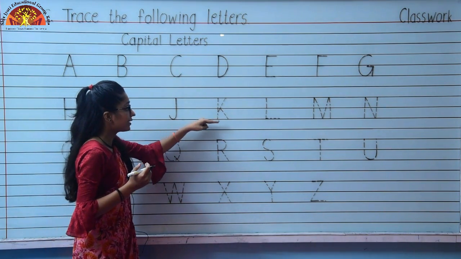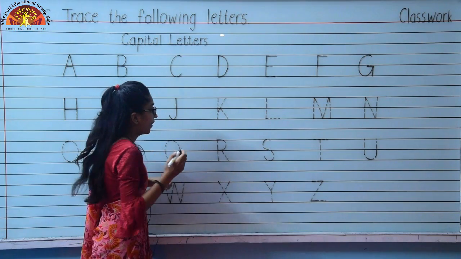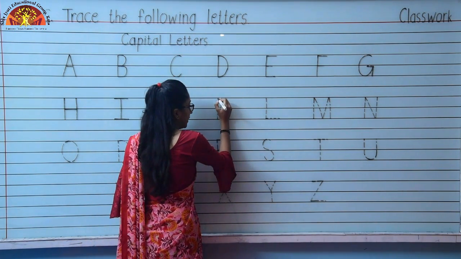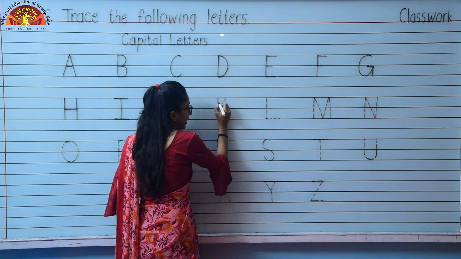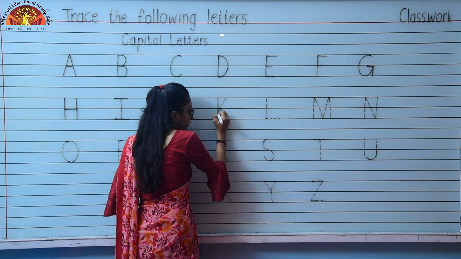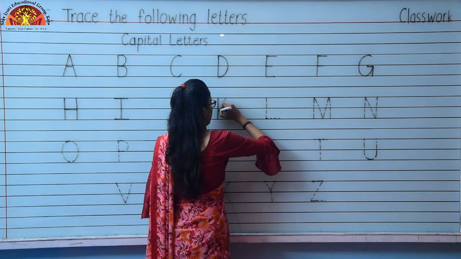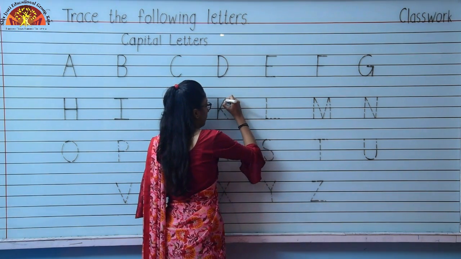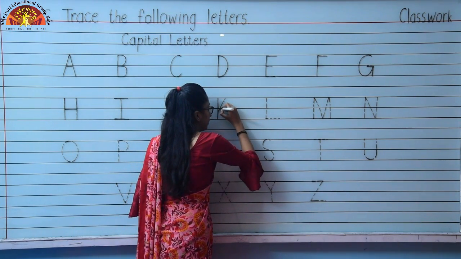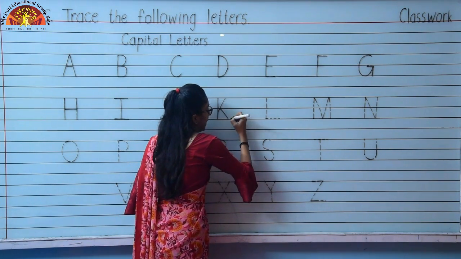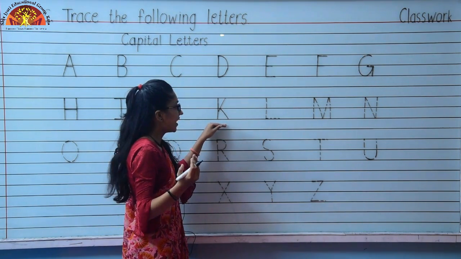Now move to next one. Next one is capital letter K. Okay, so draw standing line. Like this, you have to touch these lines, then slanting line from here, one more slanting line from here up to down, like this. This is capital letter K.